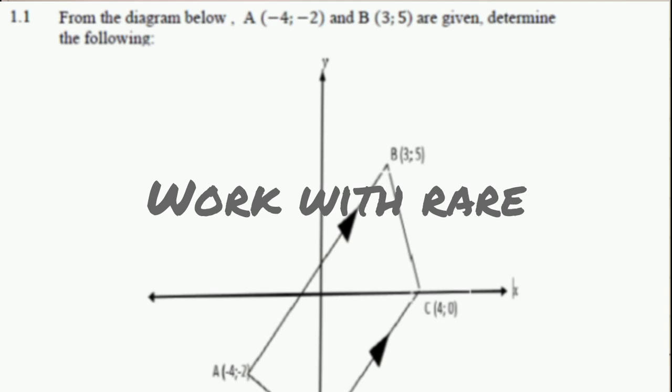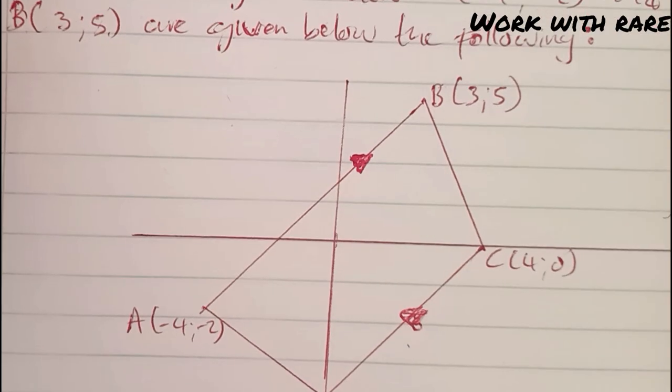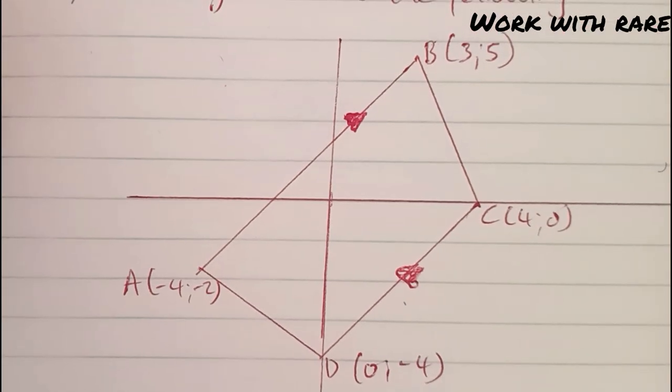Remember, firstly, before you can even read the question, you should go through the statement that was given at the top, then look at your diagram, analyze your diagram, and know how to read your Cartesian plane. The statement says that from the diagram below, we are given the coordinates of A, which is (-4; -2), and B, which is (3; 5), and we are given the diagram there. As you can see, we are given the coordinates of A, B, C, and D.